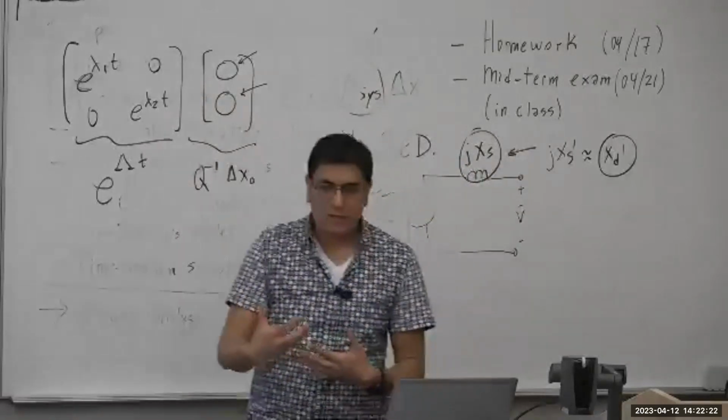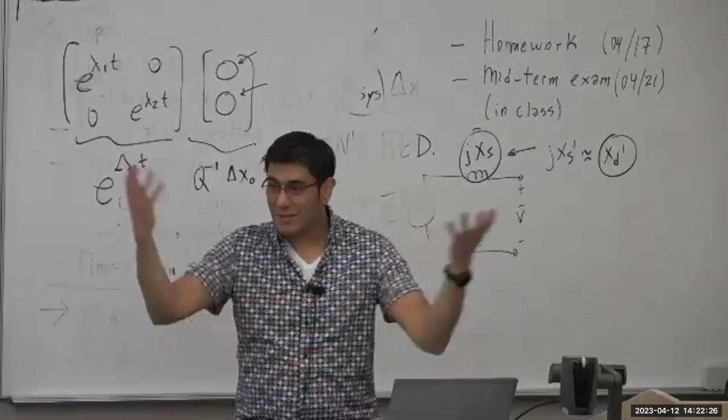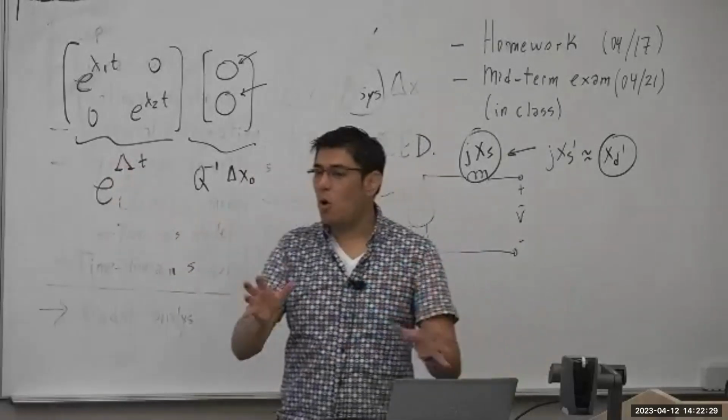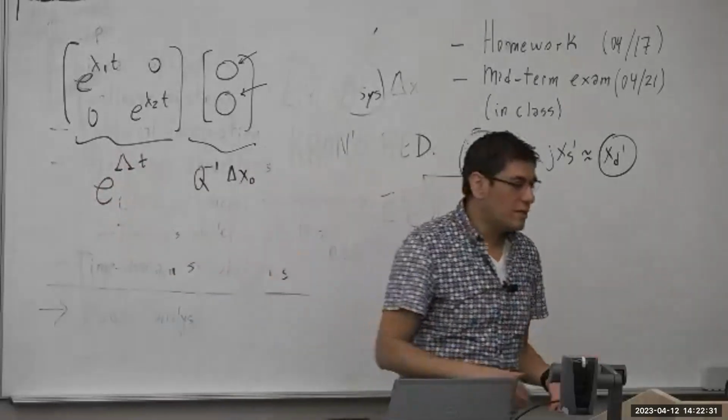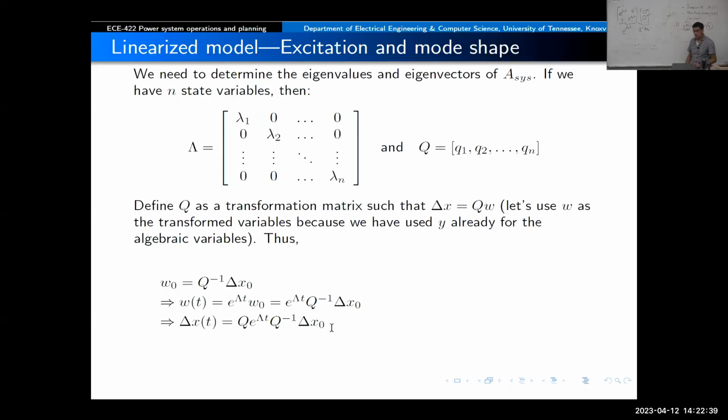So some disturbance will excite one mode more than others. You change the disturbance, something else will happen. So not all modes are going to be excited in the same proportion. That part is related to the excitation of the modes. Different disturbances will have a different impact on the dynamic behavior of the system.